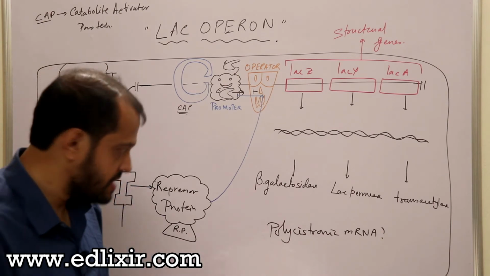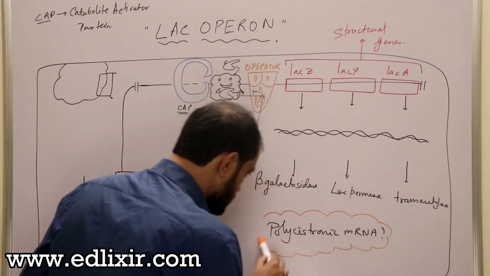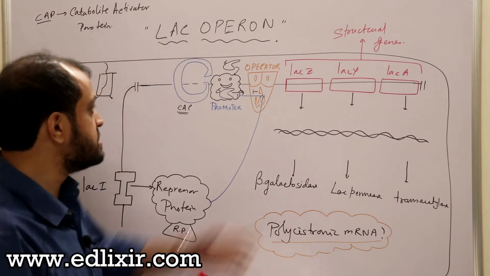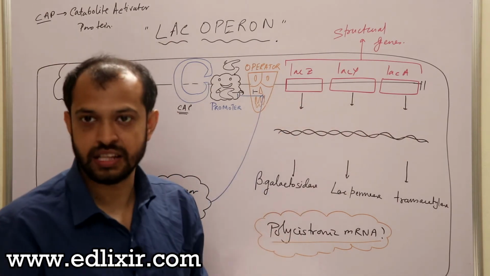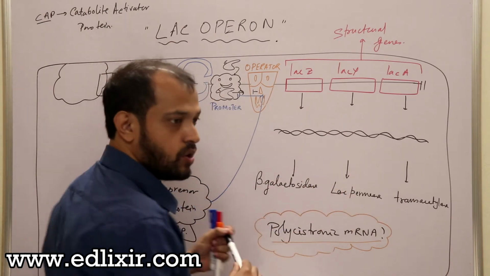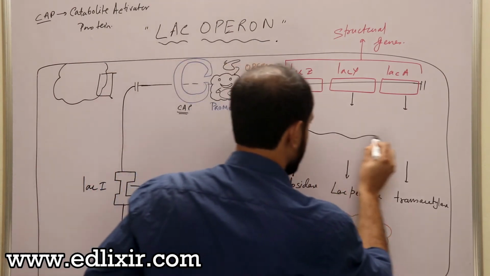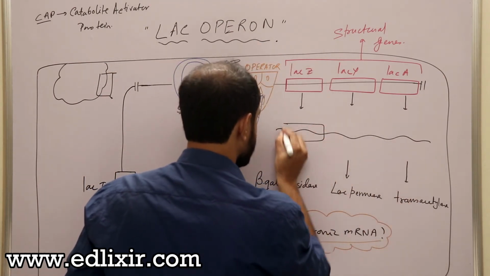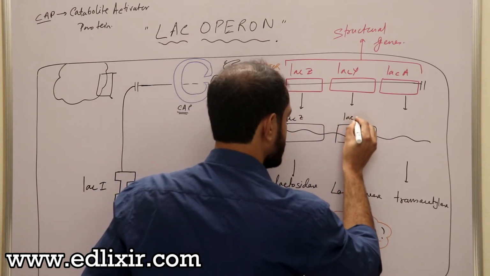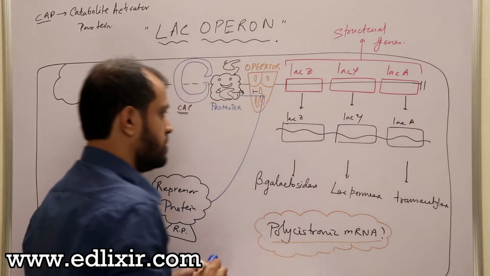That means in case of bacteria, the structural genes produce a polycistronic mRNA. That means these three genes will never produce three mRNAs. They will produce a single mRNA, and this mRNA, sorry, I have drawn a DNA. And this mRNA will have regions for LAC Z, LAC Y, and LAC A.